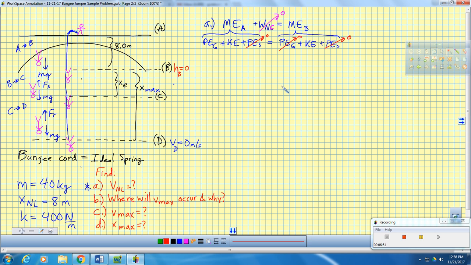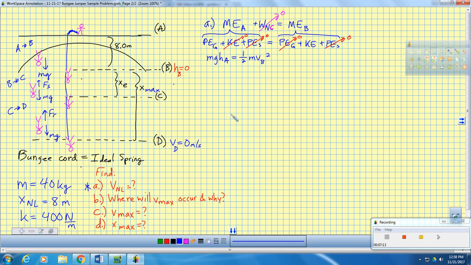Okay, so if this height is 0, then we have no gravitational potential energy at B, and since we are bungee stepping, not bungee jumping, we have no kinetic energy at A. We're just kind of stepping off the edge. We don't have any speed initially. So this problem simplifies quite a bit. This becomes mgh at A is equal to kinetic energy, 1/2 m v at B squared.